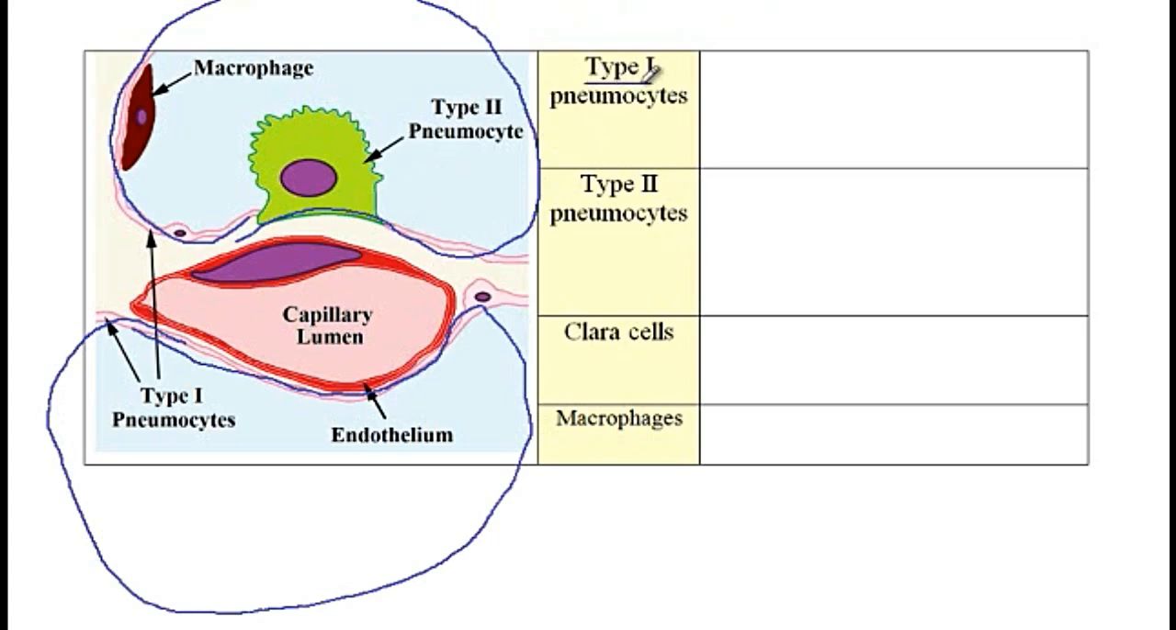So the first type of cells is type 1 pneumocytes, which are squamous cells that cover about 97% of the alveolar sacs and are involved in gas exchange.